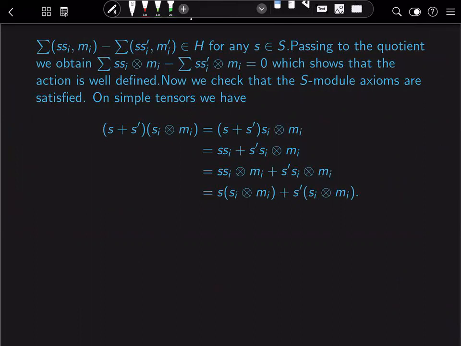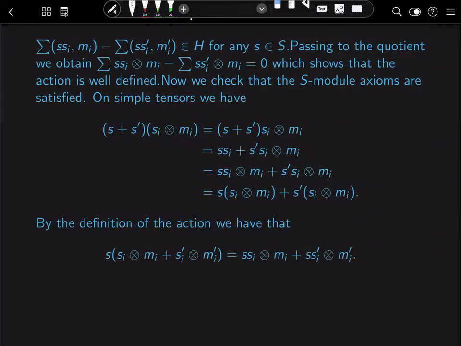So on a simple tensor, we have s plus s prime acting on s_i tensored with m_i. That's going to be s plus s prime times s_i. So this product right here is taking place inside of the ring. We have distribution inside of our ring S, and then our third line comes from the properties of our tensor product, and then we could just pull out our scalar by definition of the action.